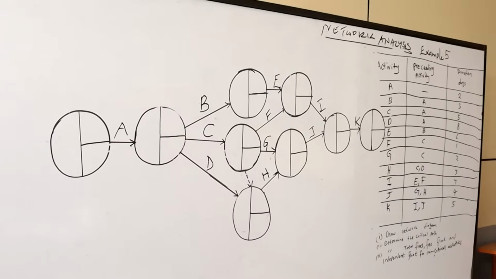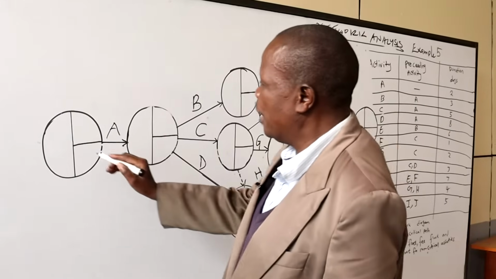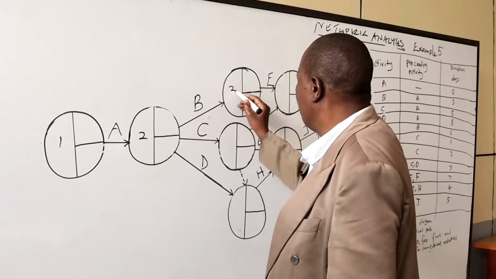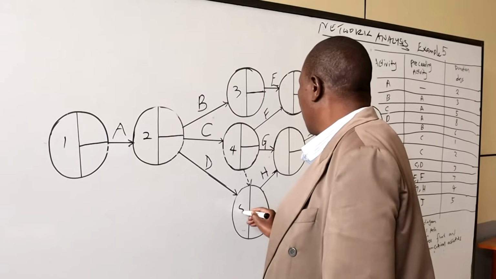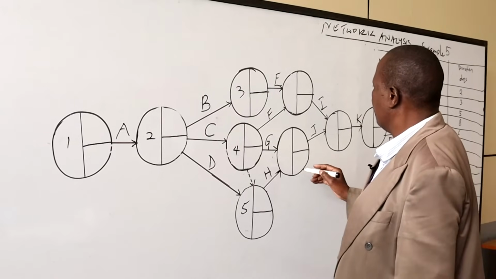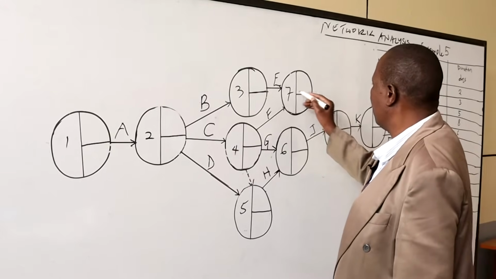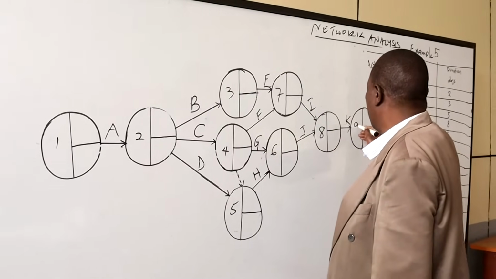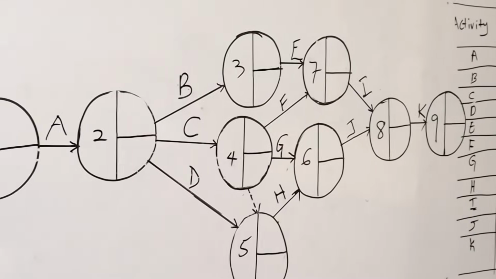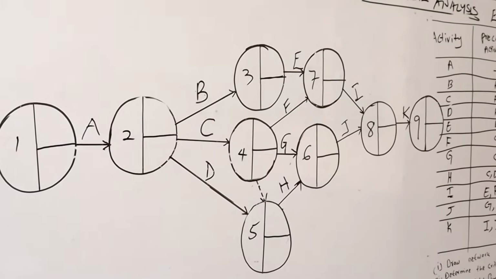So start by numbering the events. That is 1, 2, this can be 3, this can be 4, 5, this can be 6, 7, 8, 9. That is the events. Then we now bring into the network the duration.